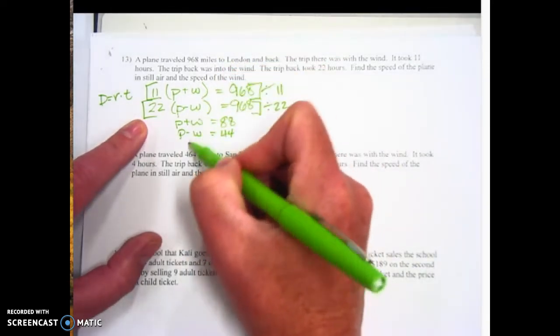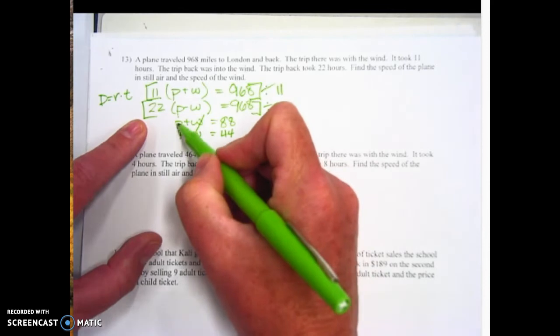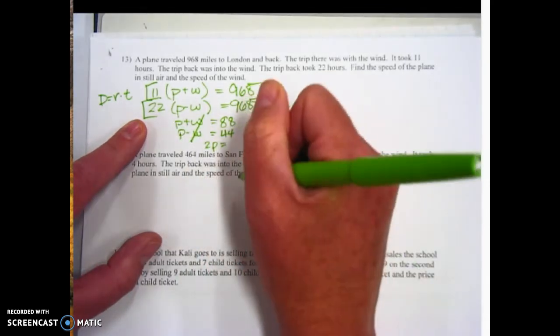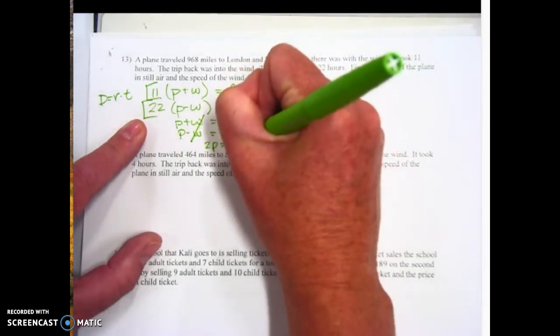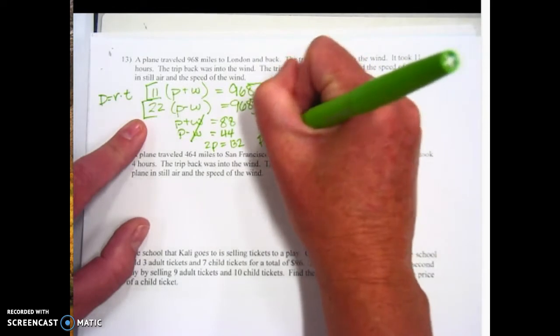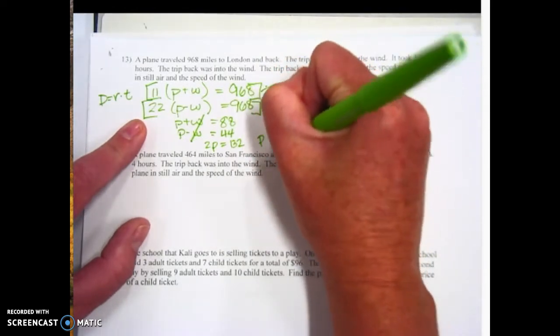Now I have my W's opposites. They eliminate. I combine my two P's. 88 plus 44 is 132. Divide both sides by 2. And the P is 66. That's the speed of the plane.